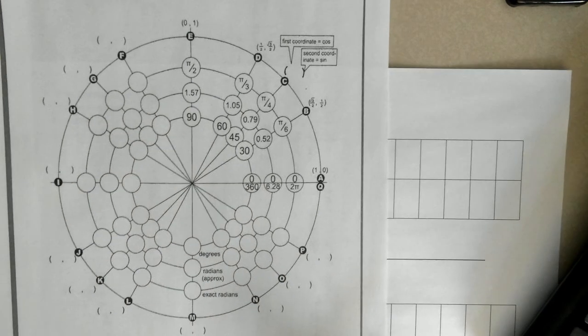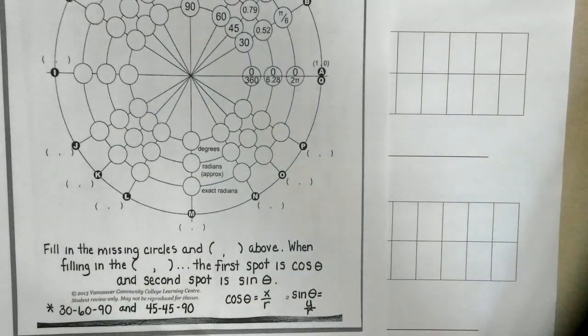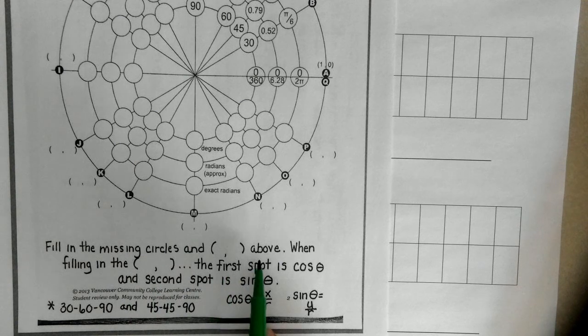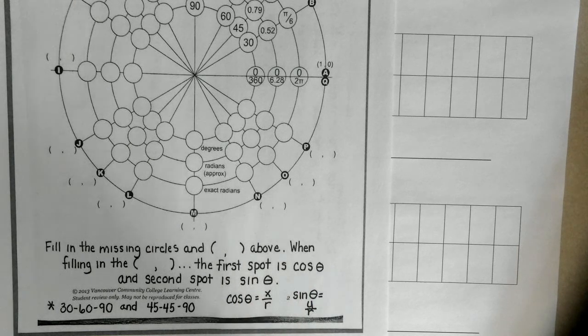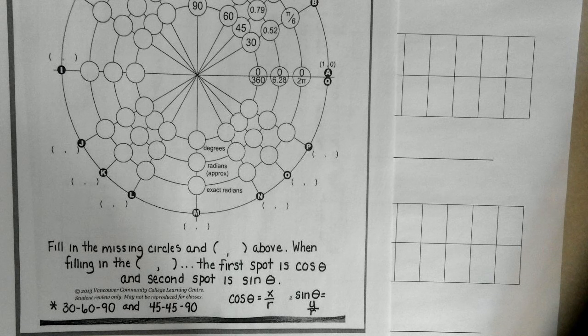Now looking at this worksheet, your directions are at the bottom. It says fill in the missing circles and the parentheses above. When filling in the parentheses, the first spot is cosine and the second spot is sine. X, y. Remember, cosine is x, sine is y. And I wrote it down here for you as well. You're going to use your 30, 60, 90 triangles and your 45, 45, 90 triangles.